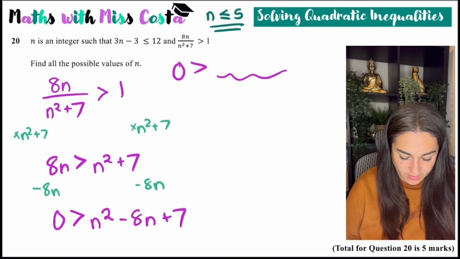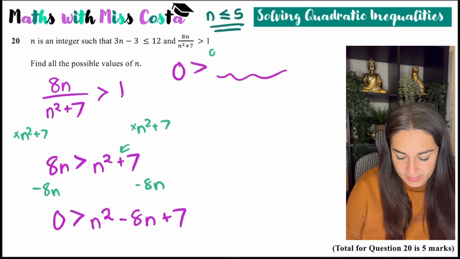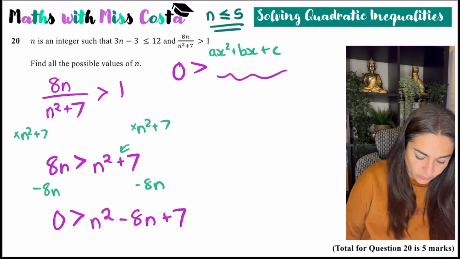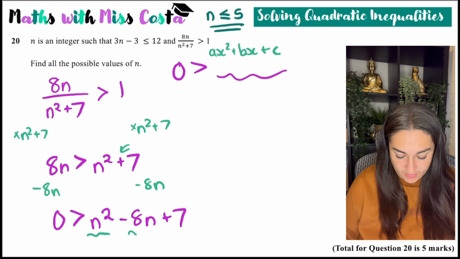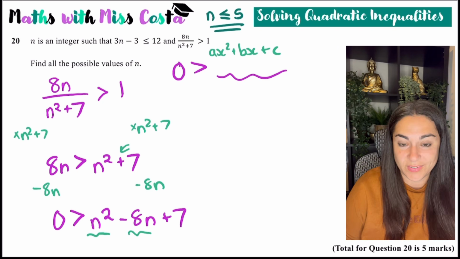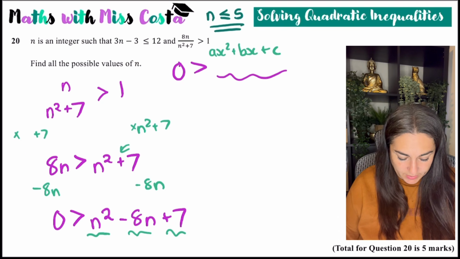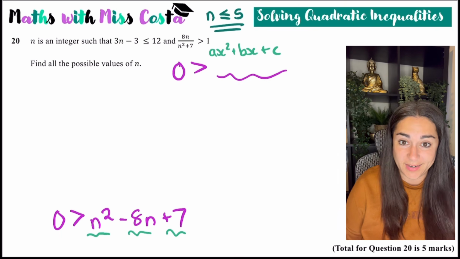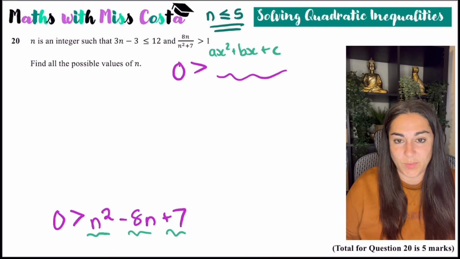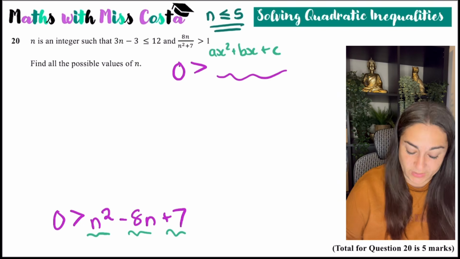I just squished the 8n into here so that it's in the normal quadratic form, which is ax squared plus bx plus c. So you always want your quadratic, your square number first, then the number with a coefficient, and then your constant. Okay, so I've got it in the form of a quadratic. Whenever you're dealing with quadratics, generally, the thing you're going to need to do is rearrange it, make it equal to 0, factorize it, and solve.